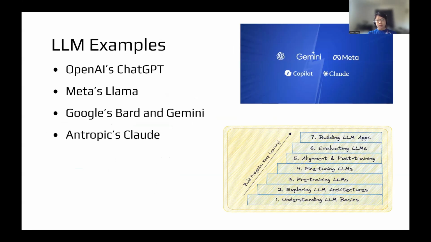So some quick examples of some LLMs. We all know OpenAI's ChatGPT. It's up to ChatGPT 4 now. Meta's Llama, Google's Gemini, which is a powerful AI, and then Claude, which is a little less well known, but it's still a very powerful AI like Gemini, ChatGPT, and Llama.